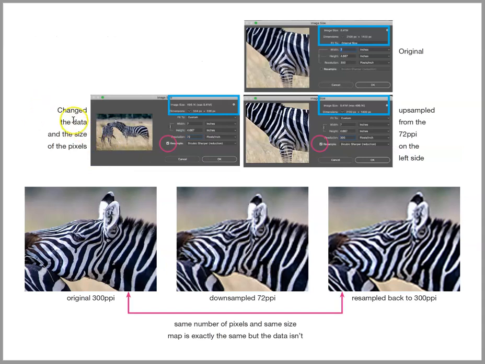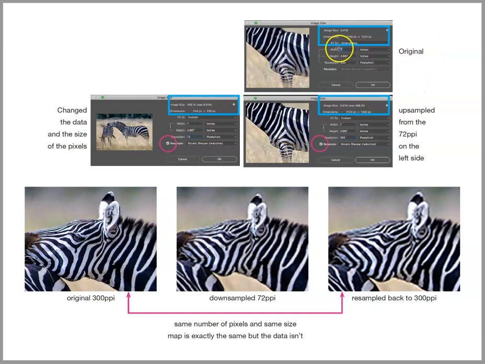Okay, so here we changed it with Photoshop. I started with 300. I didn't change my container, but I changed my resolution. So the box is going to stay the same, and I want to change the data to be this size pixel. How many pixels are going to fit in that box? And here's my answer. So it's changing the data and the size of the pixels.